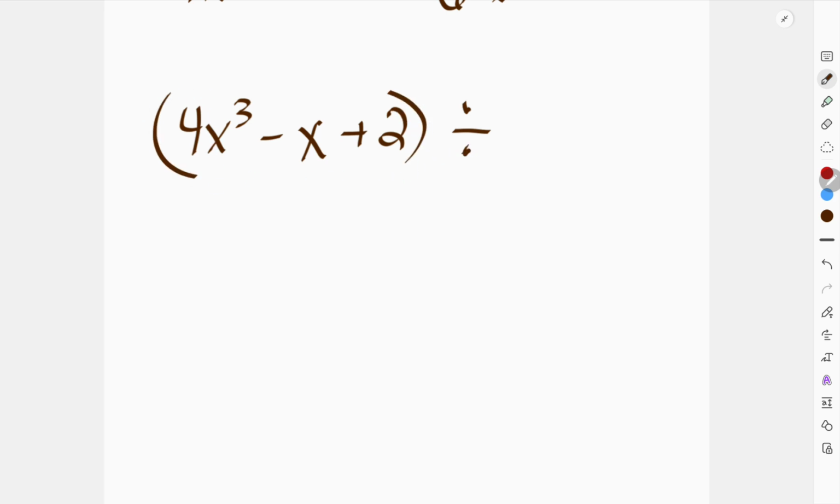and then it says divided by x squared. Every one of those terms is over x squared.